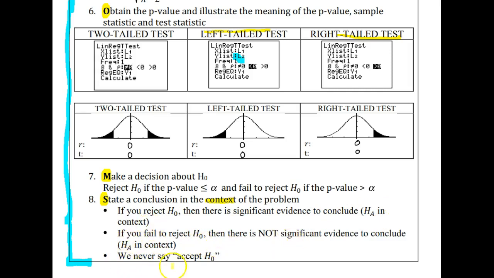And again, keep in mind, we never say accept H0. Because in a hypothesis test, we start by assuming H0 is true to begin with, unless there's significant evidence to the contrary. Okay, so a hypothesis test can never prove that H0 is true, because we start with that assumption in the beginning.